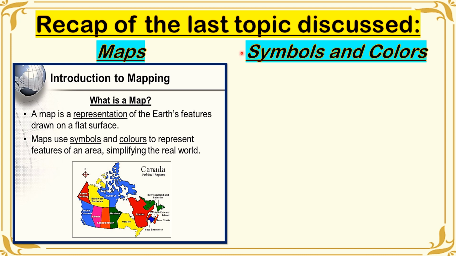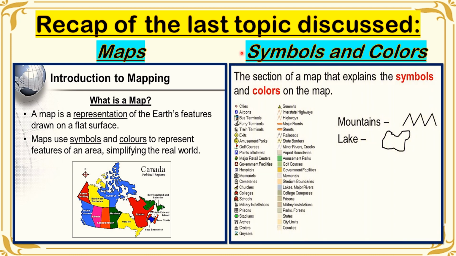We also discussed symbols and colors. So the section of a map that explains the symbols and colors on the map is called the legend. We have here examples of different symbols, and we also have examples of different colors used to differentiate things. So this is an example of a legend. This is the symbol, and it tells us what it is. So these were the two topics that we discussed last time.